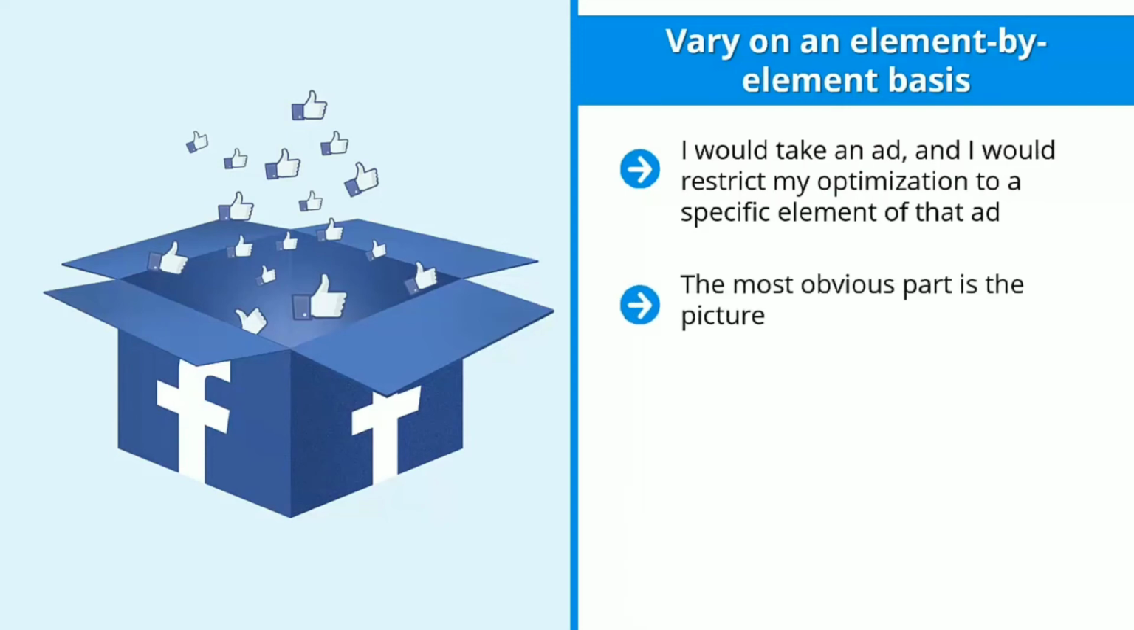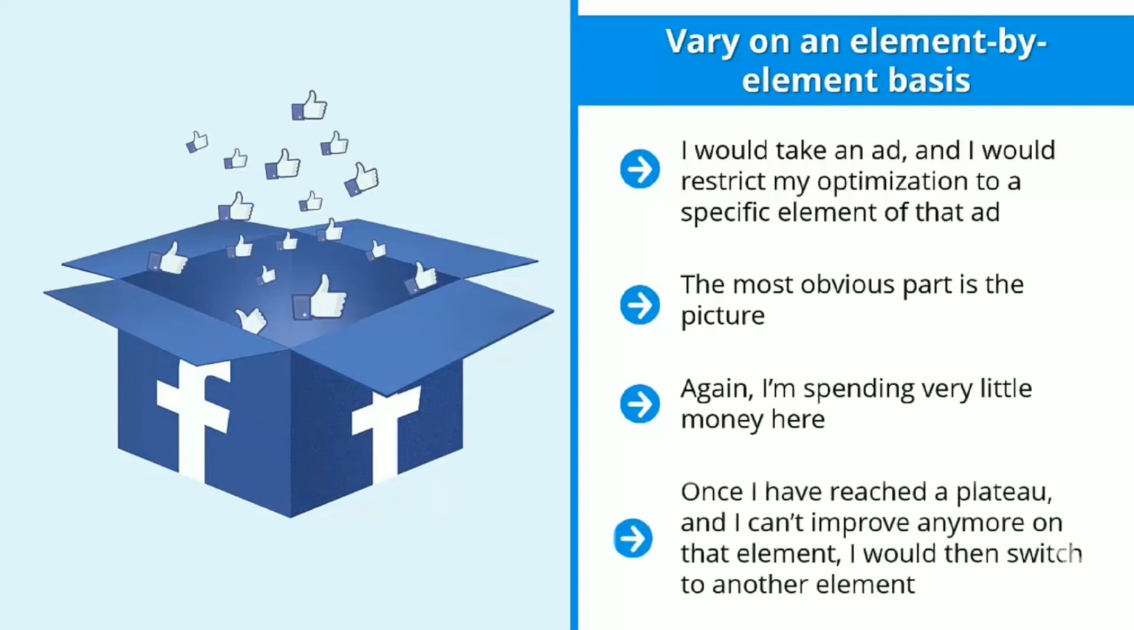The most obvious part is the picture. So I'd play around with the different pictures and see which gets the most clicks. I would then come up with a variation of that picture and see if I can improve my click-through rate. Again, I'm spending very little money here. I just want to see an improvement in click-through rate for that element that I'm varying.